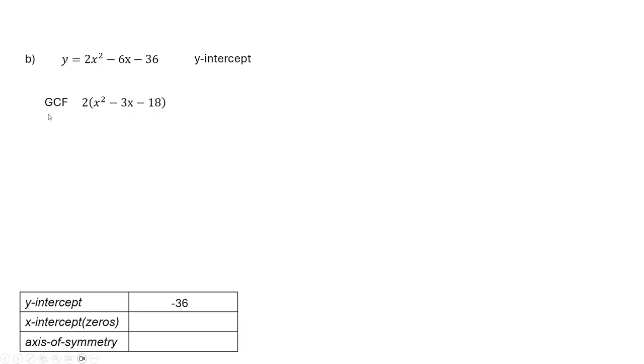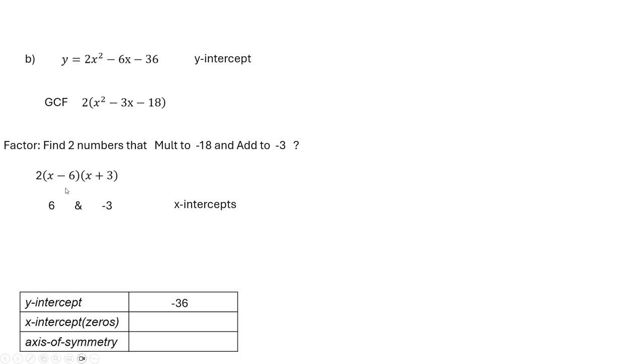So we're looking now for a pair of numbers that will multiply together to be -18 and add together to be -3. And those two numbers just happen to be -6 and +3. Again, we have to bring down our greatest common factor of 2 in front of the brackets. But if inside the brackets our factor terms are -6 and +3, then our x-intercepts become +6 and -3.